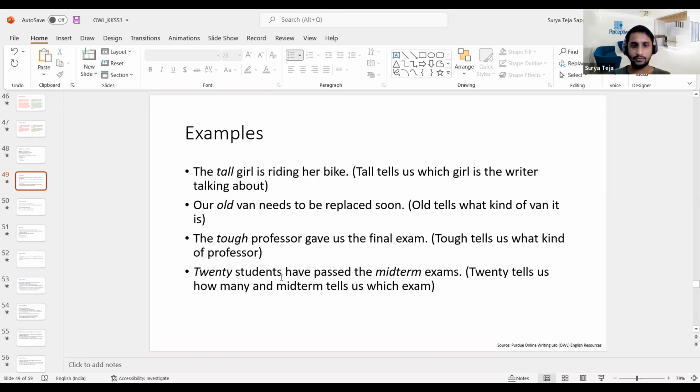And likewise, in the fourth sentence, 20 students have passed the midterm exams. So how many is that, which an adjective also answers? If you see 20 students, 20 is talking about the number, how many students there are. It is giving a more detailed sense about the quantification of the students. So that's how adjectives are used.